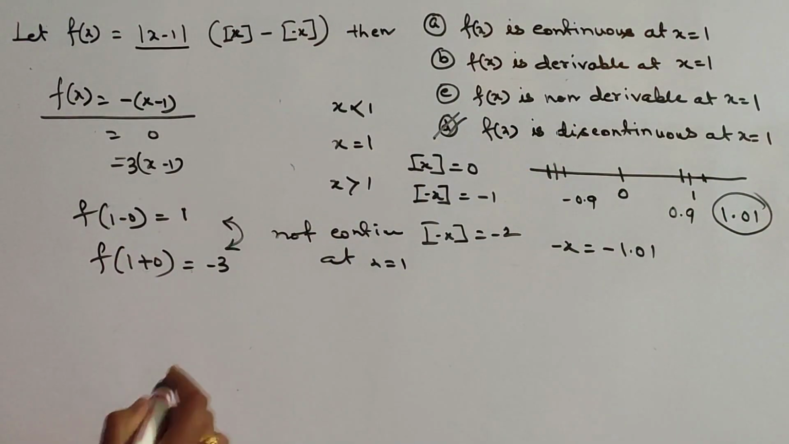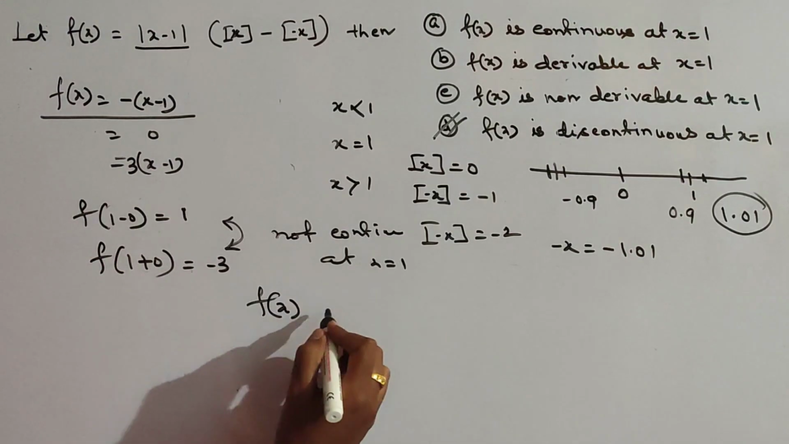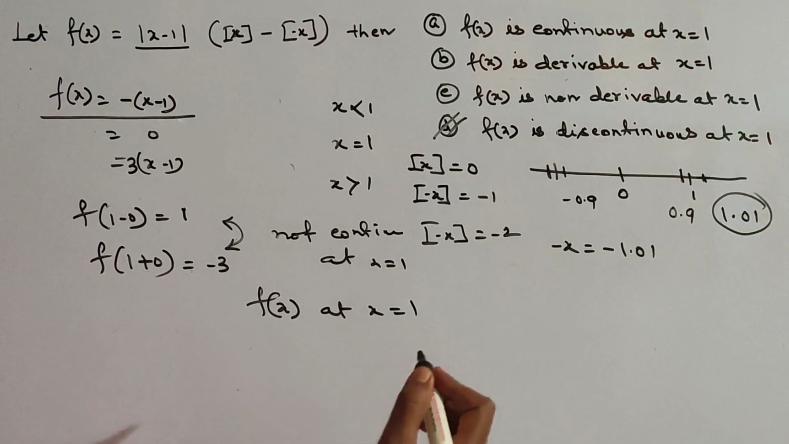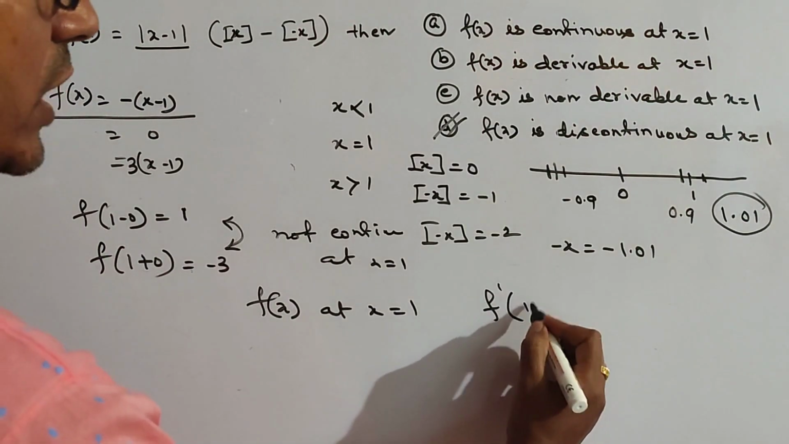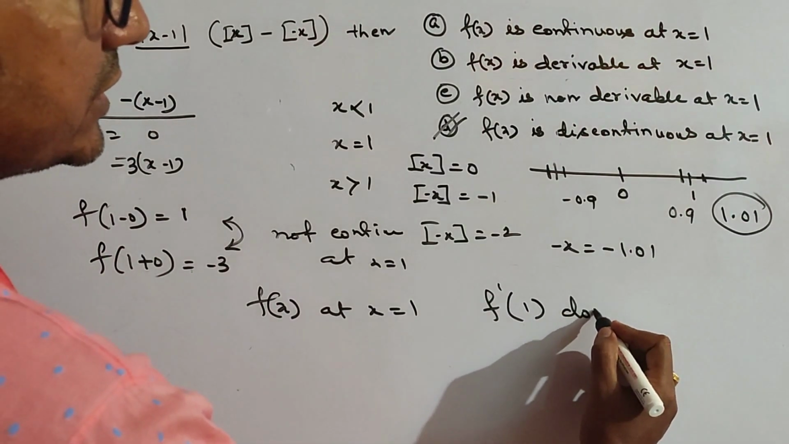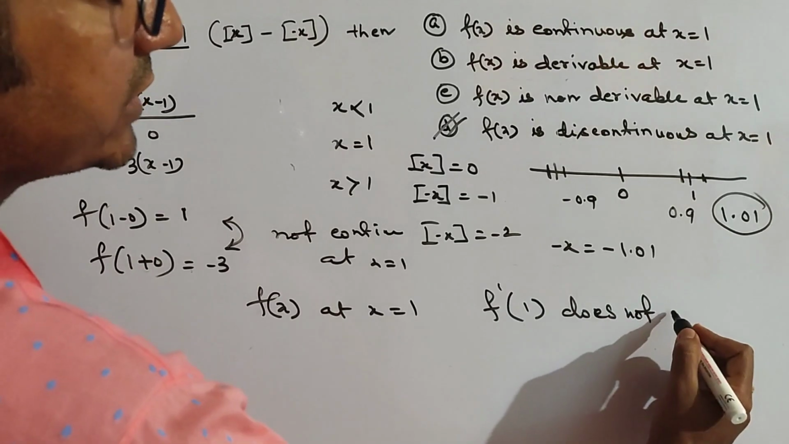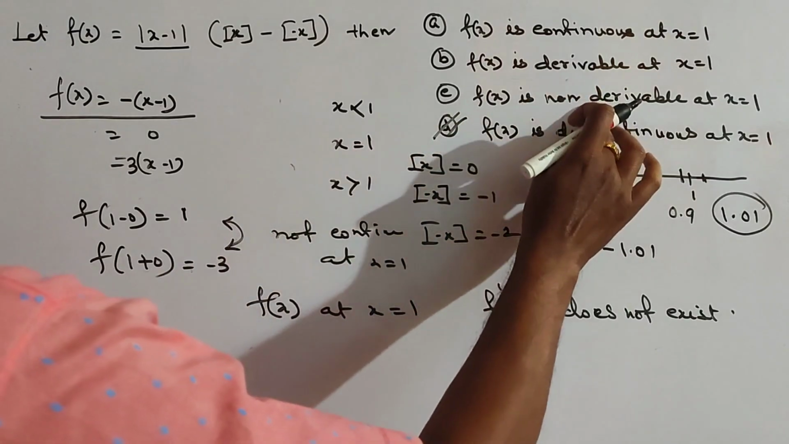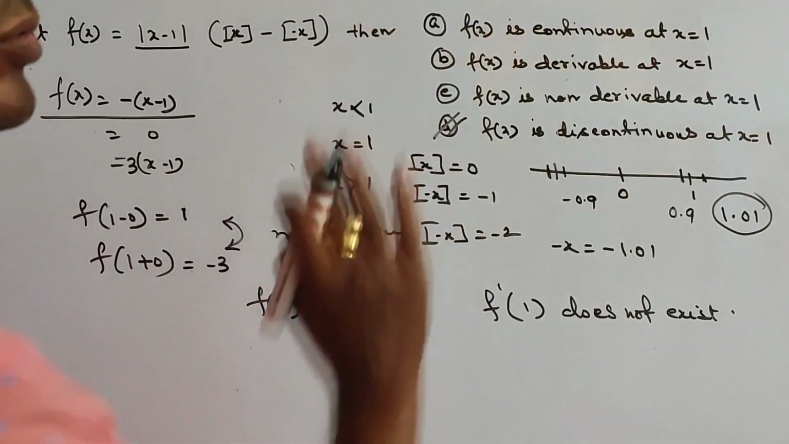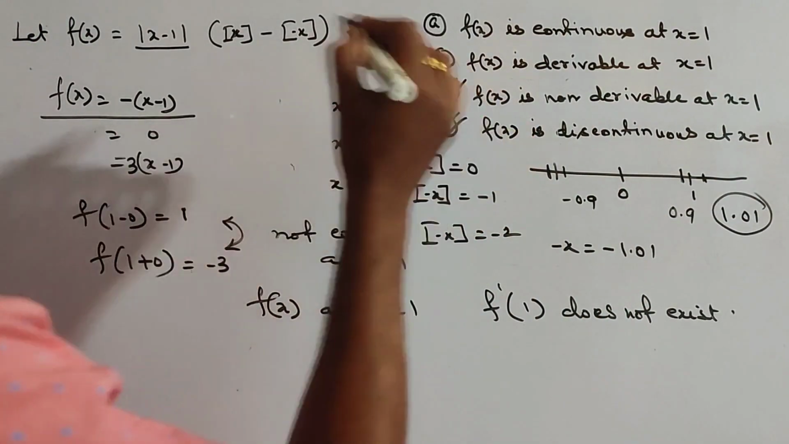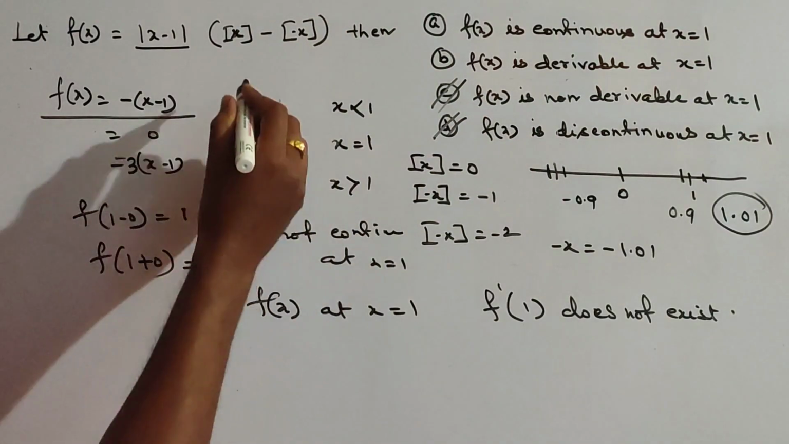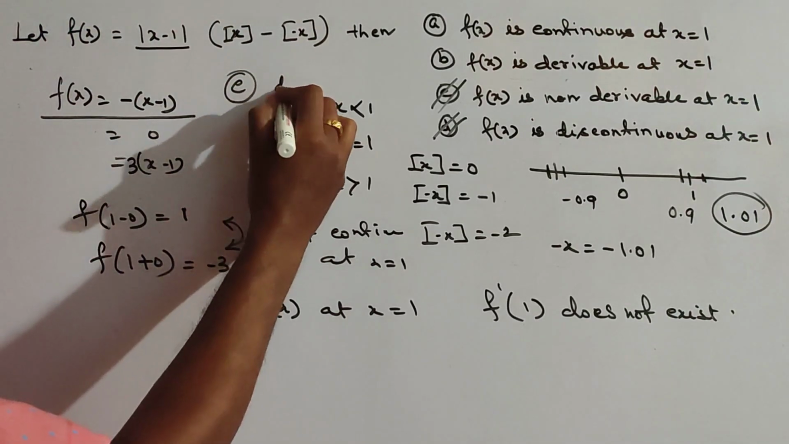Now we know that if a function is discontinuous at x equal to 1, then f dash 1 does not exist. That is, f(x) is not derivable at x equal to 1. So another correct option is option C. So two options are correct, option C and option B.